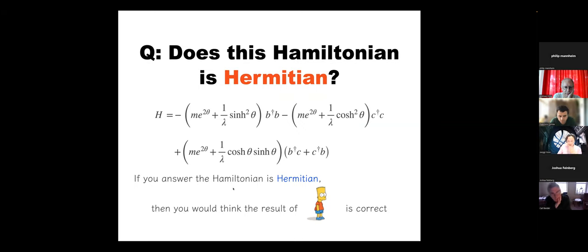So now, if you answer that this Hamiltonian is Hermitian, then you would think Bart is correct, because Bart has real energy.